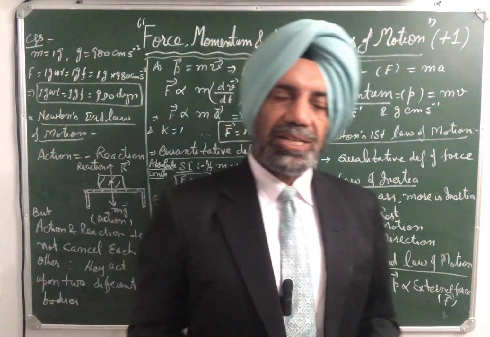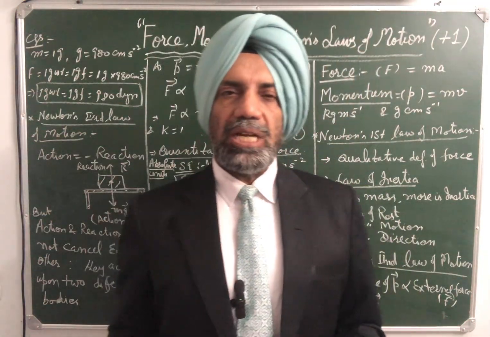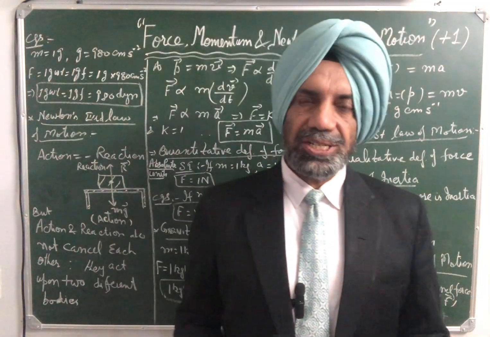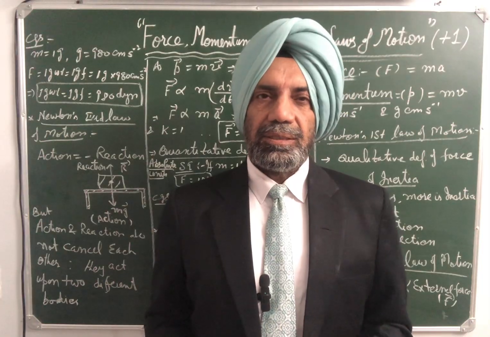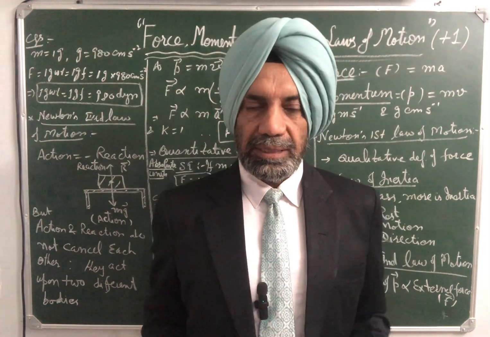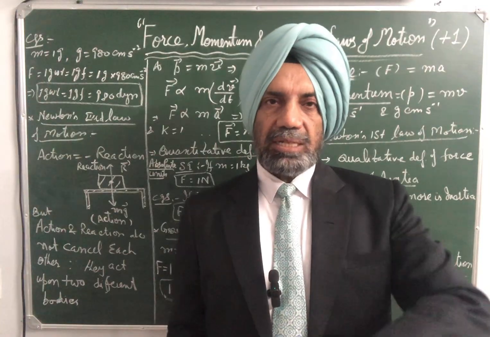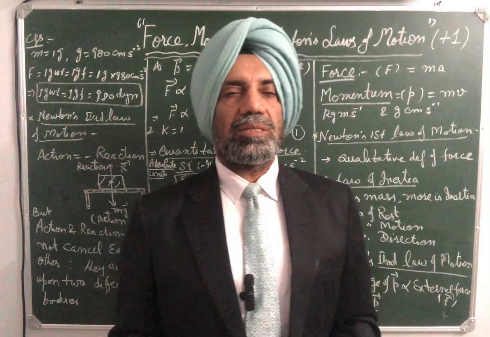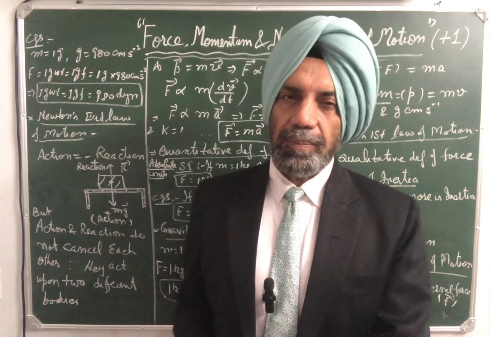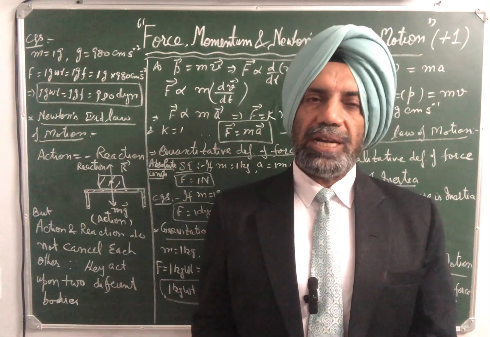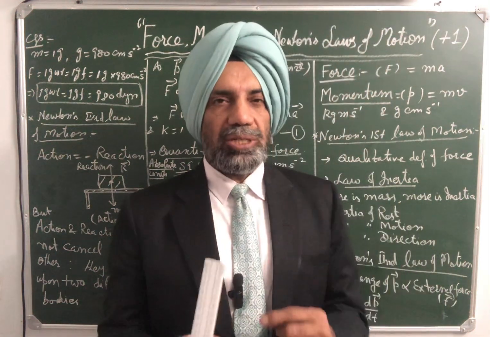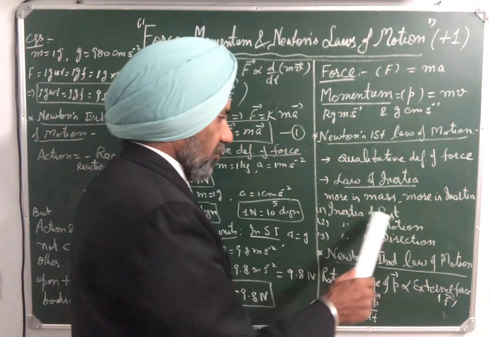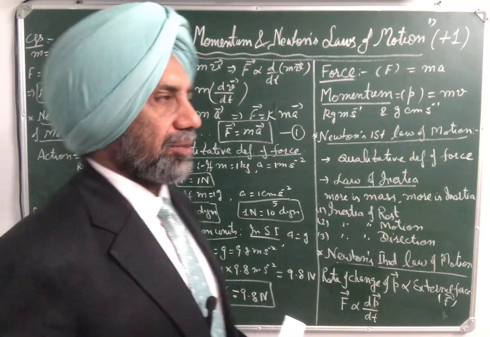Third, inertia of direction. The inability of the body to change its direction by itself is called inertia of direction. For example, when we are traveling in a car or bus and the car suddenly takes a turn to the left, we feel pushed towards the right, and vice versa. This is due to inertia of direction, because our body is unable to change its direction by itself. So this is the difference between inertia of rest, inertia of motion, and inertia of direction.